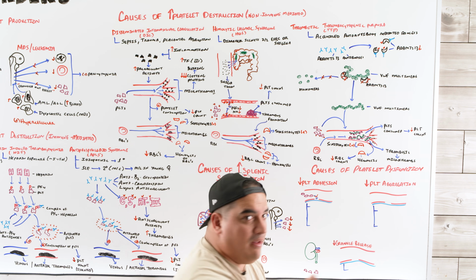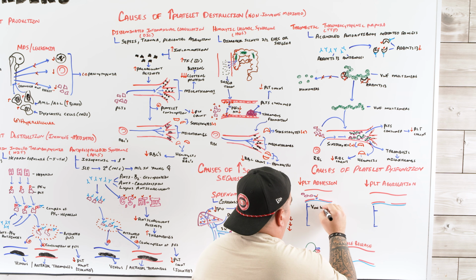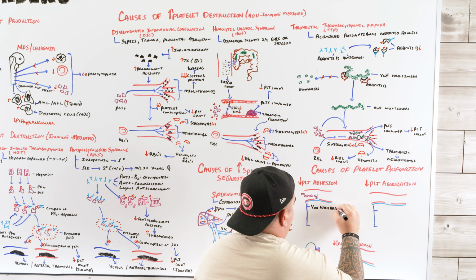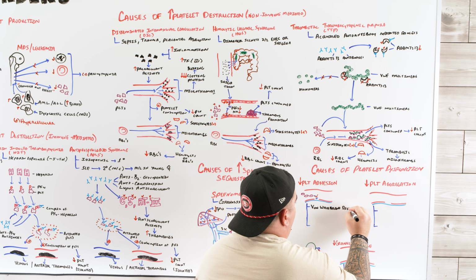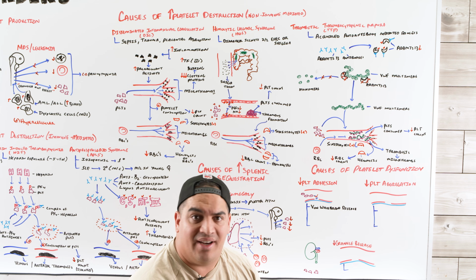So, funny enough, there's what's called von Willebrand disease. And von Willebrand disease is oftentimes more than not an inherited condition.